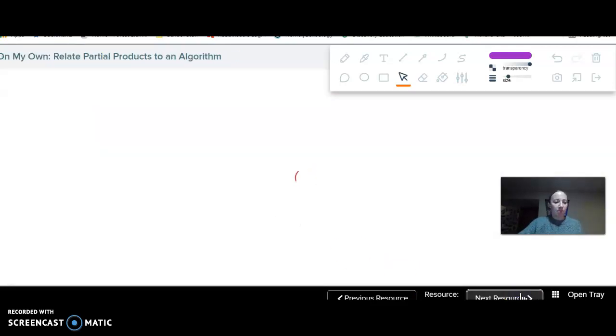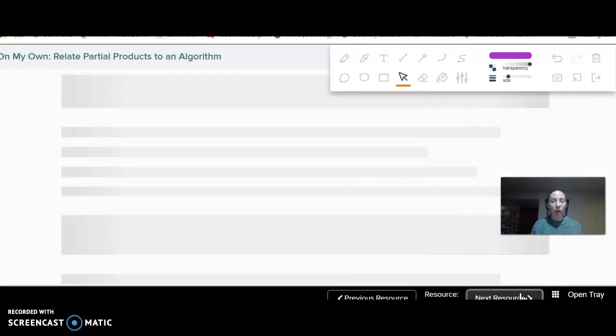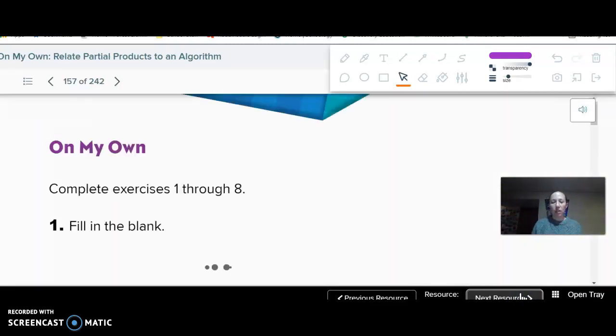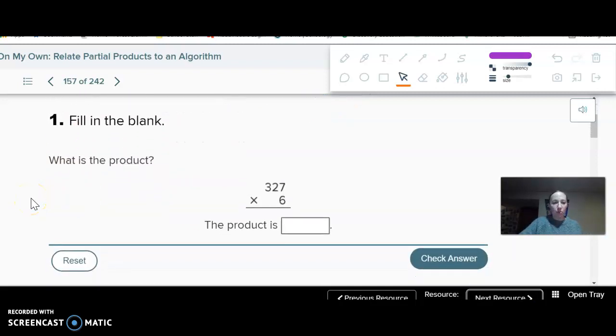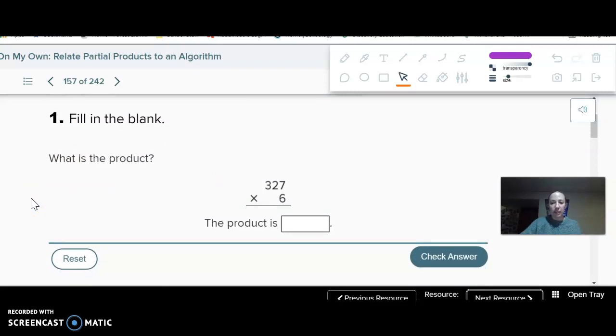All right. I'm going to have you try then. Try using the partial products, or the algorithm, sorry. Try using the algorithm. If you're like, whoa, not feeling comfortable, you can use the area model as well. I'm going to be showing the algorithm on this one just so you can start to see how it works. So 327 times 6, go ahead and give it a try.